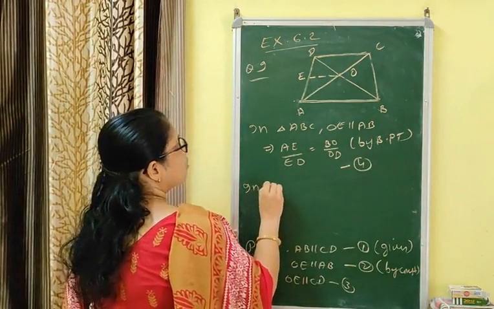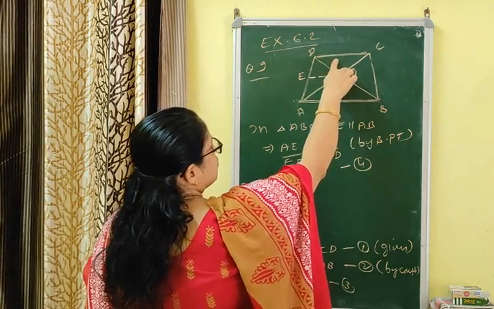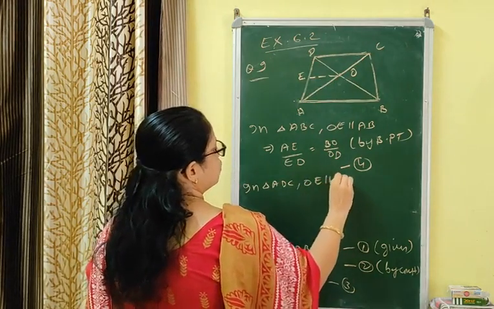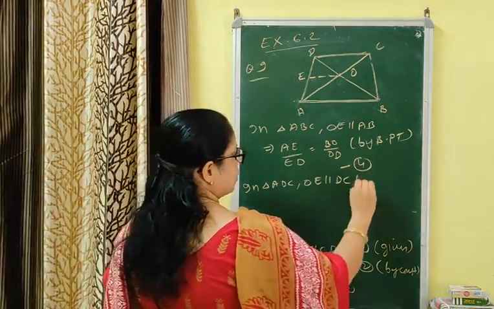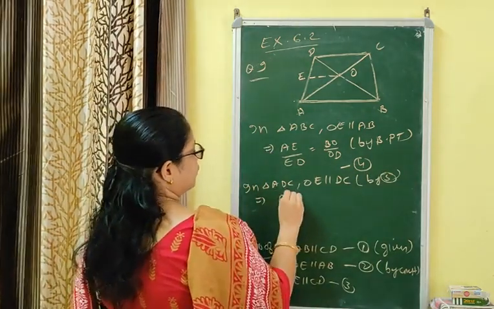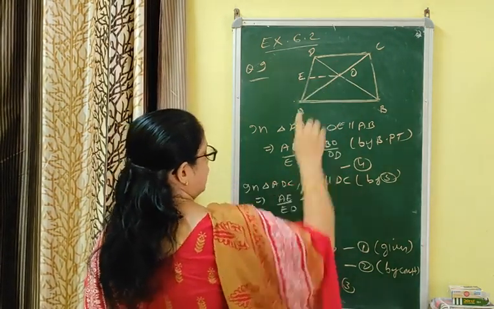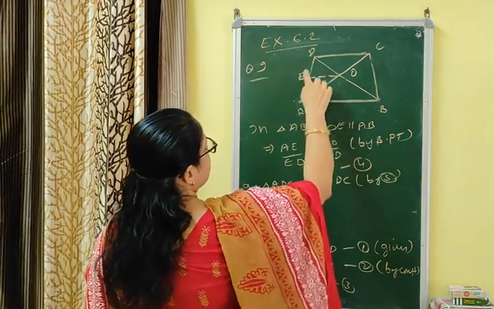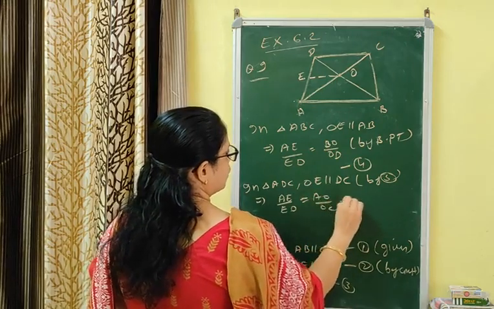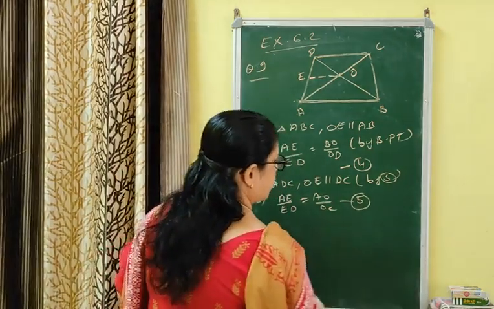Similarly, in triangle, अब कौन सा ट्रायंगल लेंगे? ABD लिया, ADC लेंगे, ADC लेंगे तो DC उसका साइड आ जाएगा. In triangle ADC, OE is parallel to DC, by equation 3. Implies by applying BPT you will get AE by ED is equal to AO by OC, सेम वर्टेक्स होना चाहिए. Equation number 5.